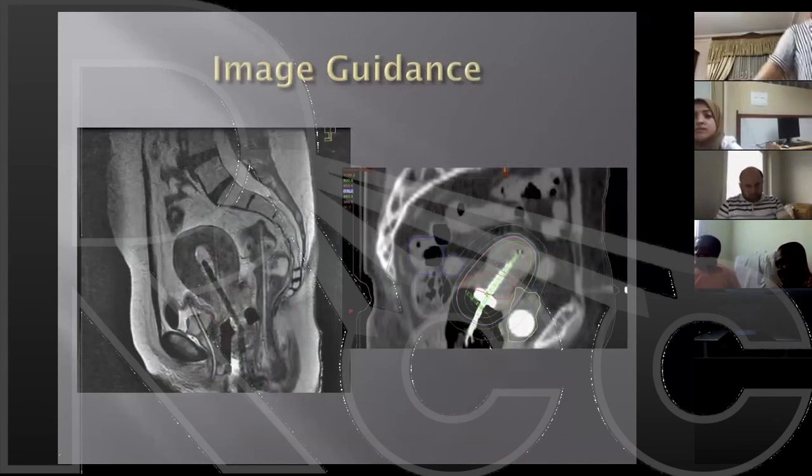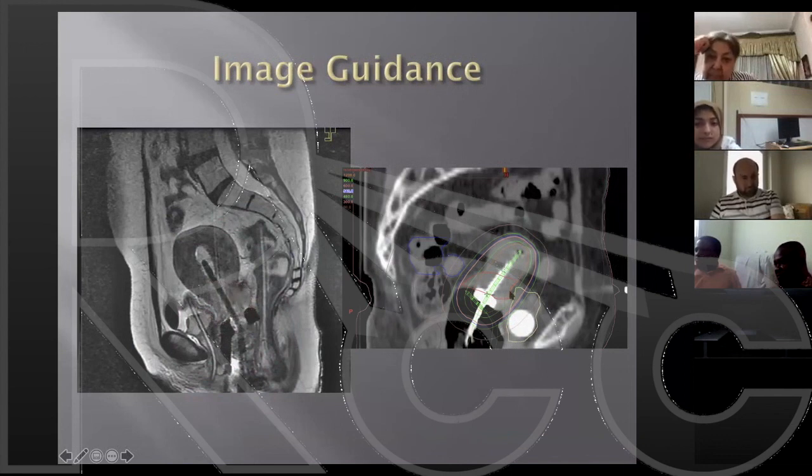When you're doing image guidance, some places, like I said, will incorporate a single MRI into their treatment planning process, and I think that's great if you have it. Most patients, you can just incorporate CT imaging. This is a picture of the bladder that's been drawn. There's 7 cc's of dilute contrast in the Foley balloon, and the high-risk CTV is contoured here, along with sigmoid in blue and rectum in brown.